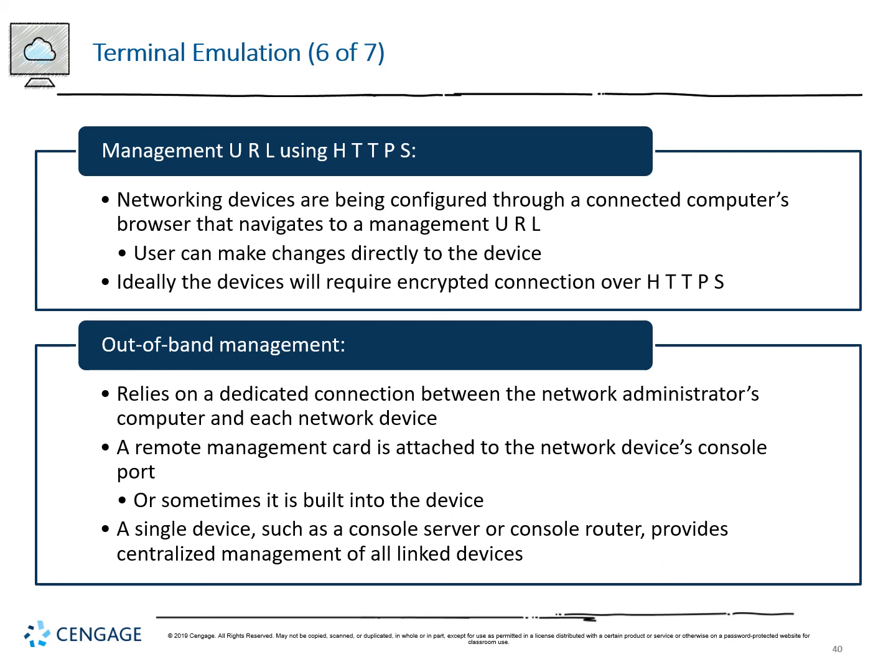Out-of-band management is a term we use when dealing with out-of-band versus in-band services for a device, meaning that with in-band we have to set up network-based services first, encryption, and all of the different terminal management functions. A remote management card is attached to the console port, or sometimes it's built into a device. Sometimes that device will provide link management for all linked devices.